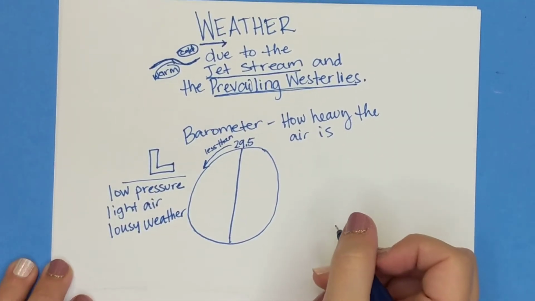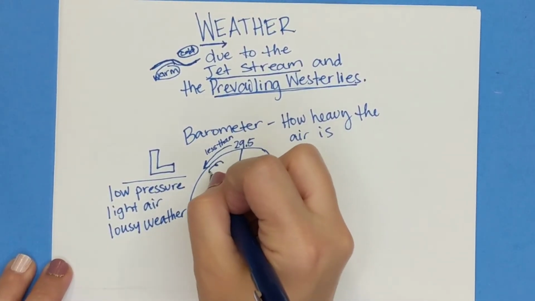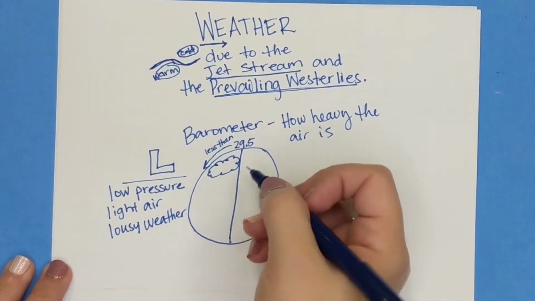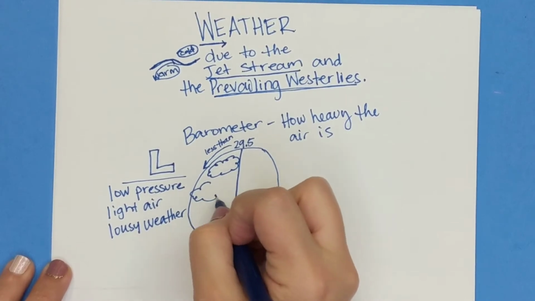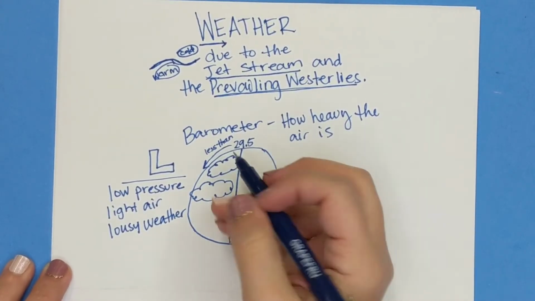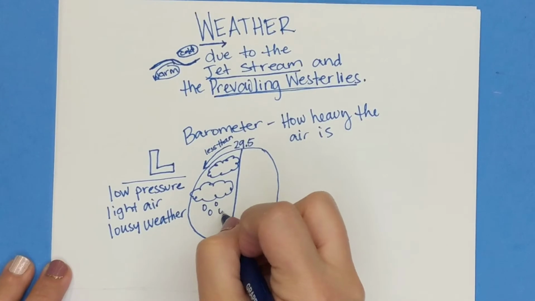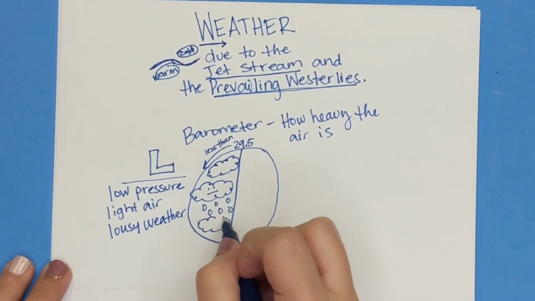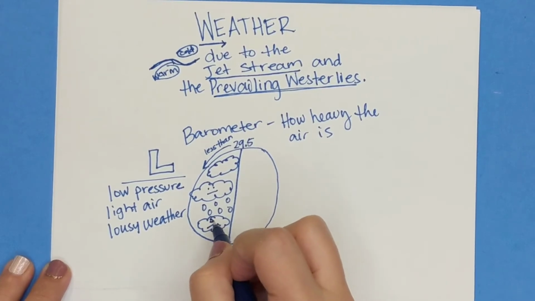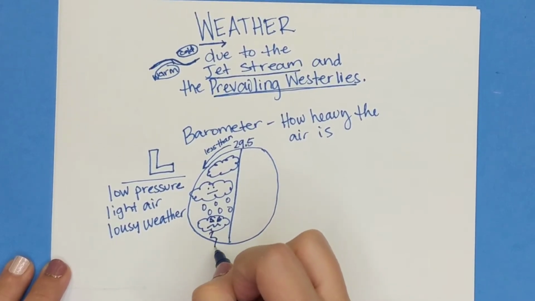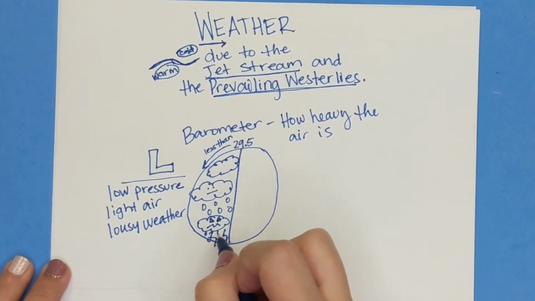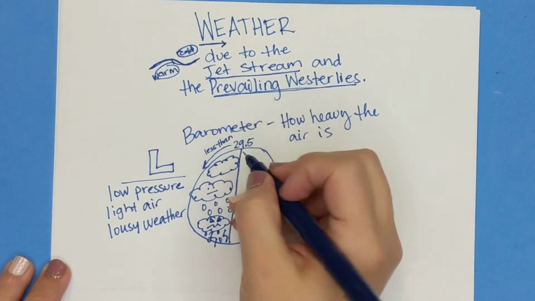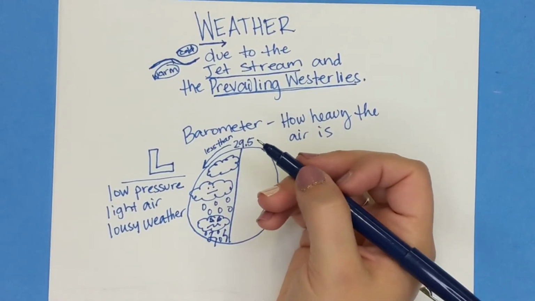What does lousy weather look like? Well, I know that sometimes lousy weather could be considered really cloudy weather. The sun's not really out. When the air pressure drops even lower, we know that it's going to rain. And then if we get really lousy, we may even have a storm. We may have stormy weather. So rain, clouds, and storms, we associate with the left side of the barometer, less than 29.5.